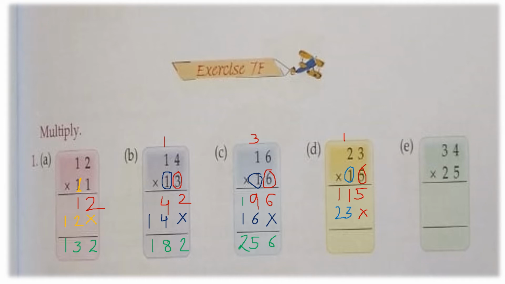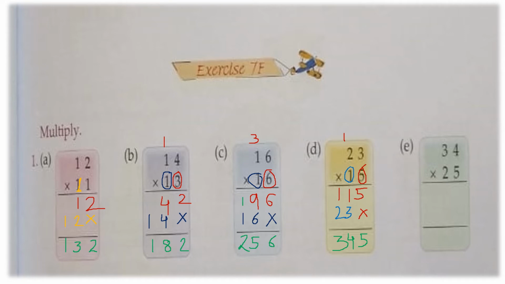Now add. There is no number below 5, so write down 5 here. Then 1 plus 3 is 4. Now 1 plus 2 is 3. So your answer is 345.